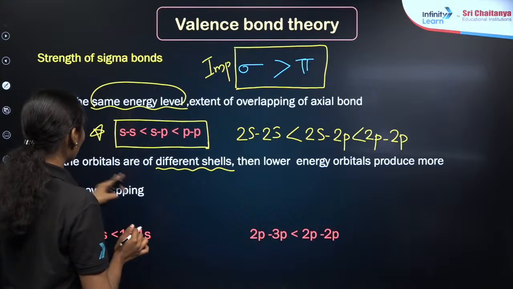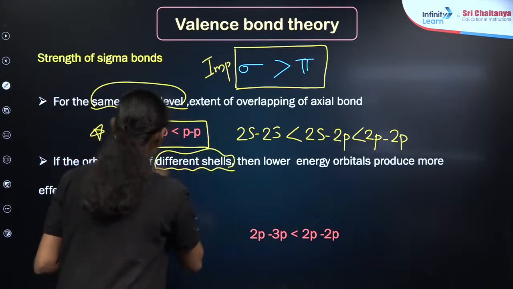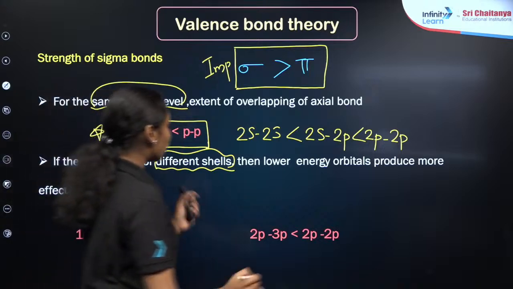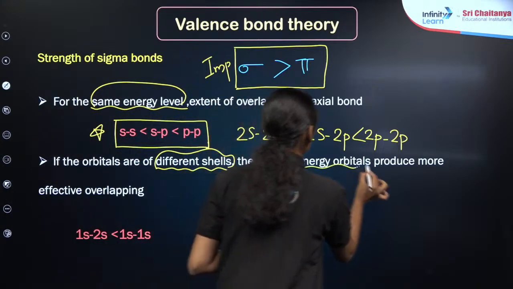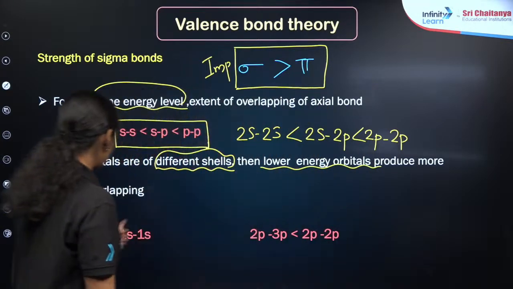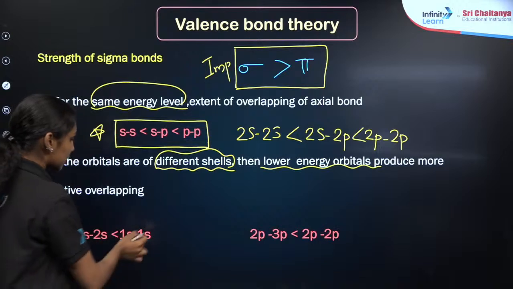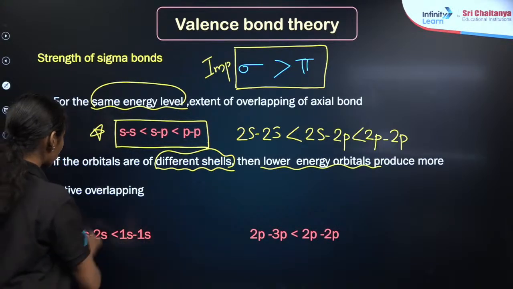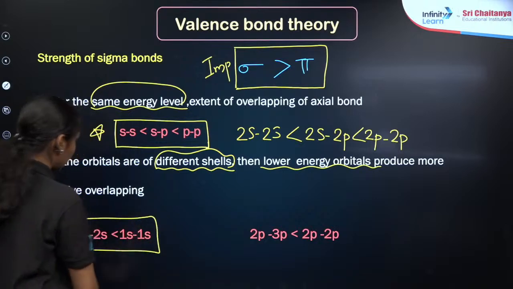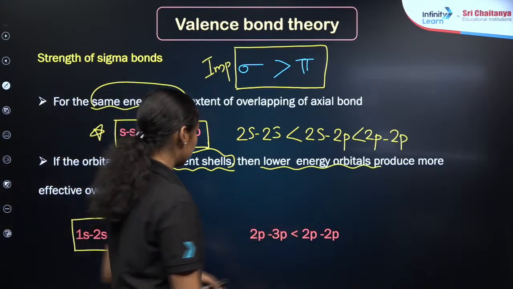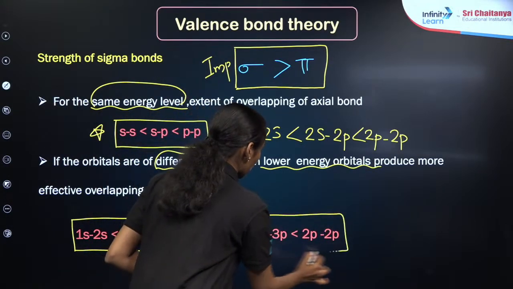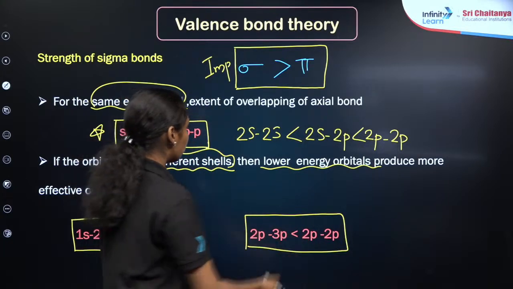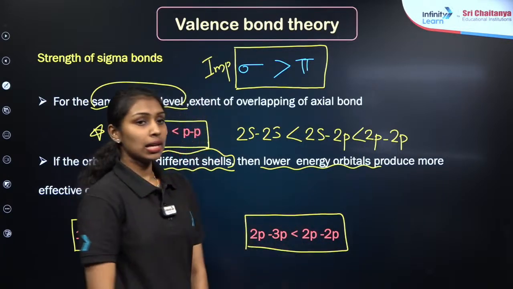Now, if you are considering orbitals of different shells, for example, 1s-2s and 1s-1s, we can say that the extent of overlapping is maximum where the lower energy orbitals are present, right? 1s-1s is the lower energy orbital, so this will have the maximum extent of overlapping. So I can write like this. Similarly, if I am taking 2s-2p, 3p-2p and 2p-2p, this one has the lowest energy orbital, the second shell, so this will have the greater extent of overlapping. Clear?